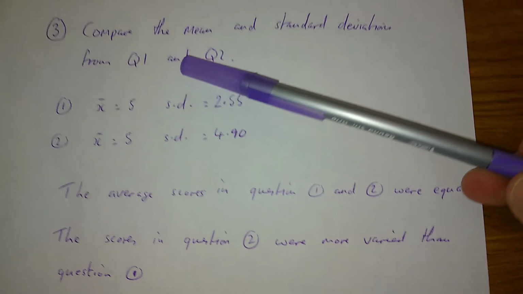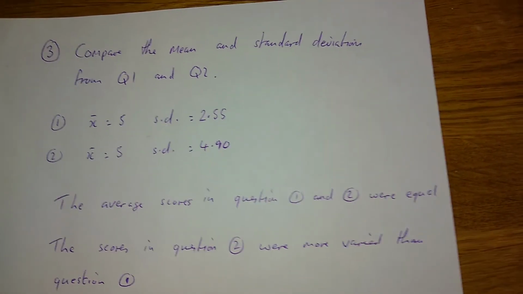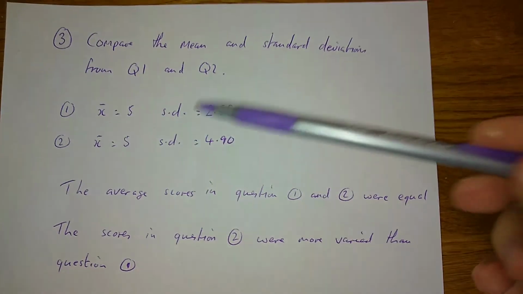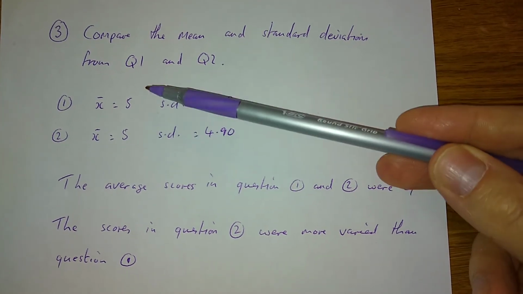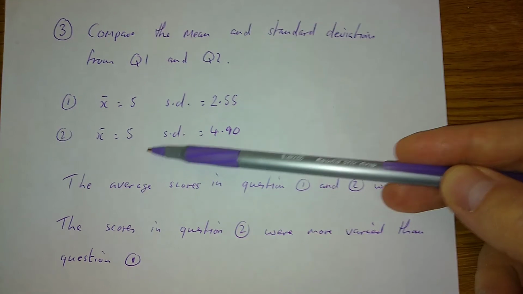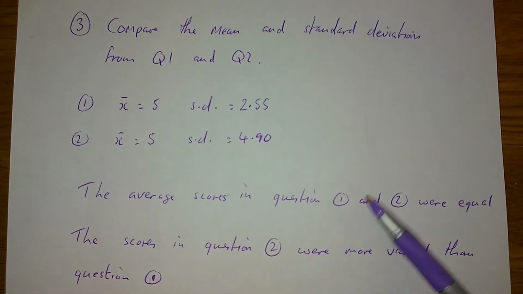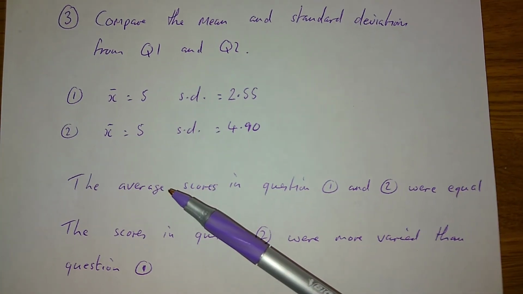So if we're ever asked to compare these, what we're really being asked is to show that we understand what we are calculating. So if I'm comparing the mean values, I wouldn't actually use the word mean when I'm doing that. I'd be showing the examiner that I understand the mean as an average. So the average scores in question 1 and 2 were equal. Okay, so I'm not using the word mean, I'm using the word average.